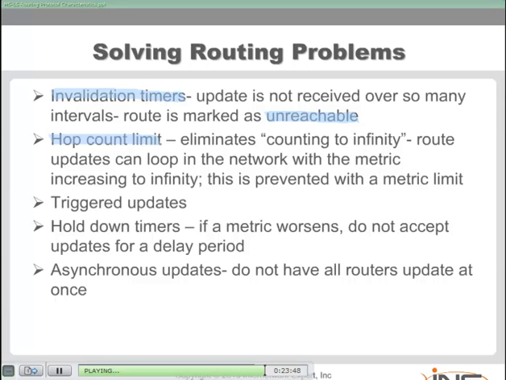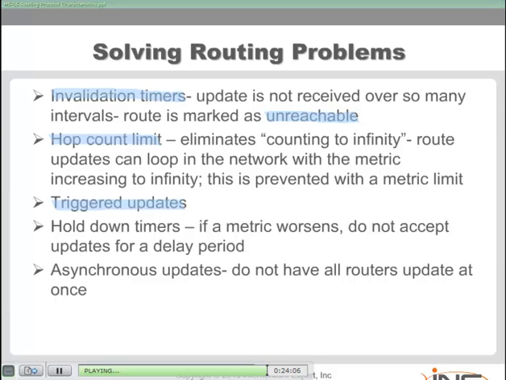Triggered updates. This is pretty neat. We know that RIP by default will update on 30-second intervals, but RIP version 2 introduced a triggered update feature where if there's some dramatic important change, RIP can notify you right away.